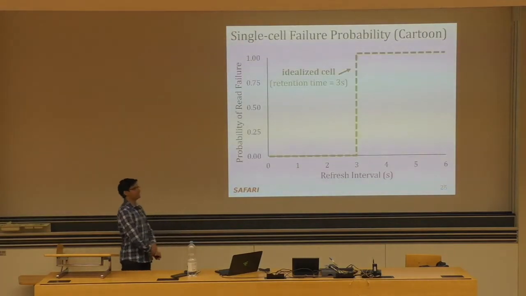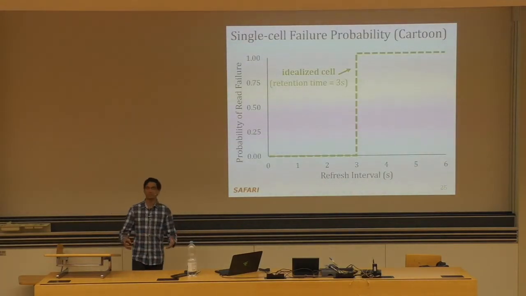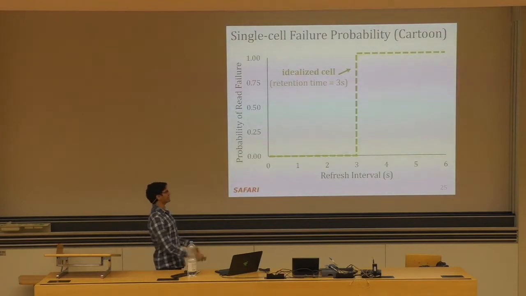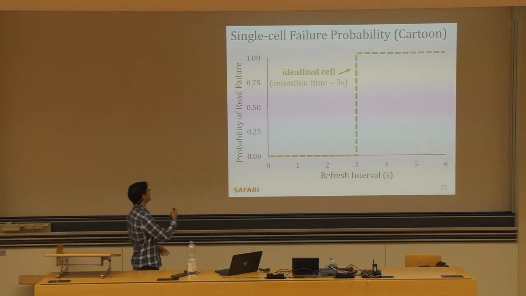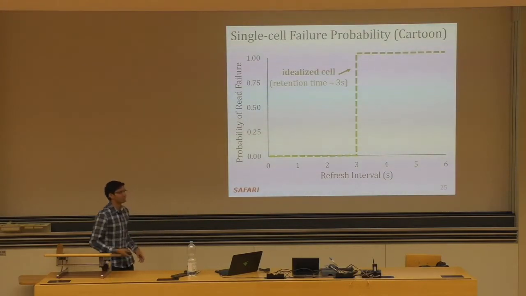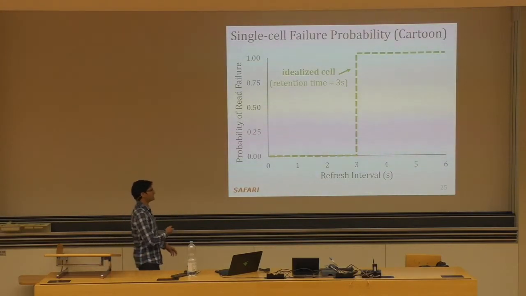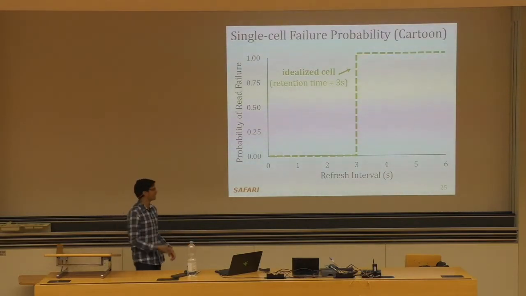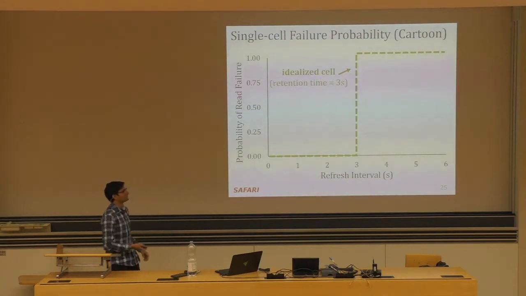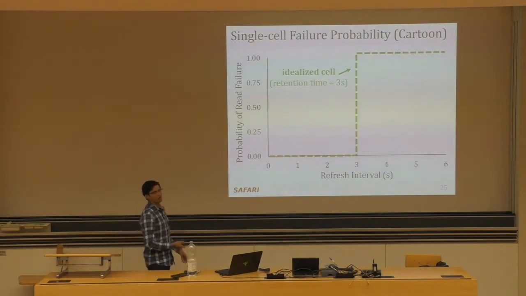The second analysis that we did is we studied the failure probabilities of individual cells. So here I'm showing a cartoon of an idealized cell and what its retention time might look like. On the y-axis we have the probability of a read failure to this given cell, and on the x-axis we have different refresh intervals we might be running with. And so we say that this idealized cell has a retention time of 3 seconds because below 3 seconds the cell never fails, but above 3 seconds the cell always fails.